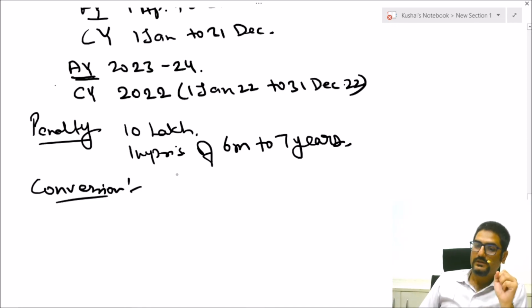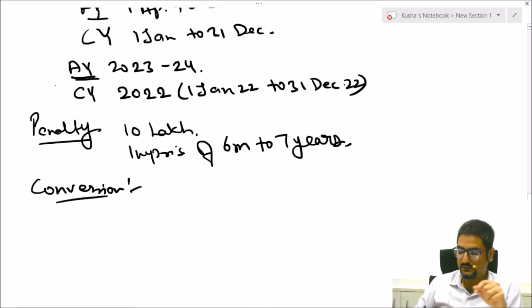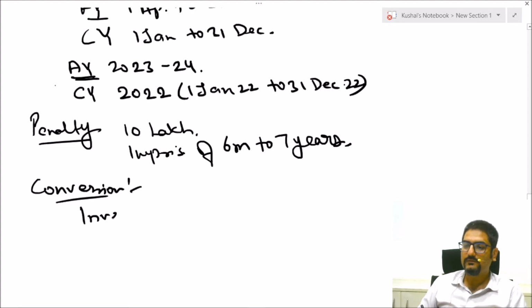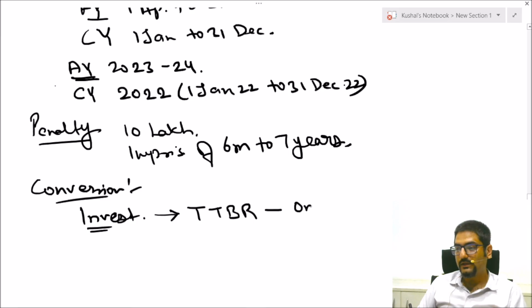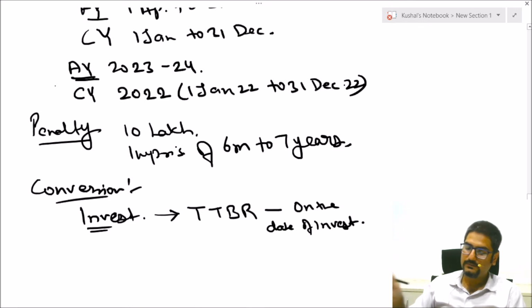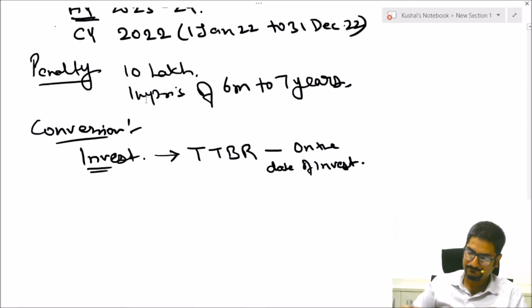Now, what is the methodology to convert such foreign assets or foreign income? For example, if you have investments and you want to convert them into Indian currency, what method do you need to follow? You need to convert at the TTBR rate. What is TTBR? It is the telegraphic transfer buying rate of the banks. On which date? On the date of investment. The day you made the investment, take the TTBR rate of that day.